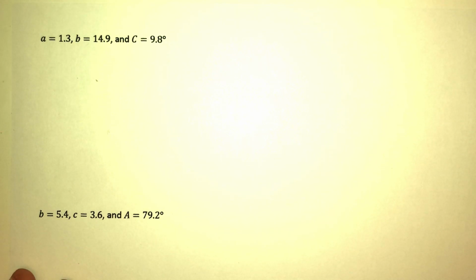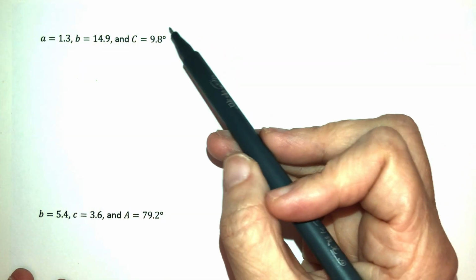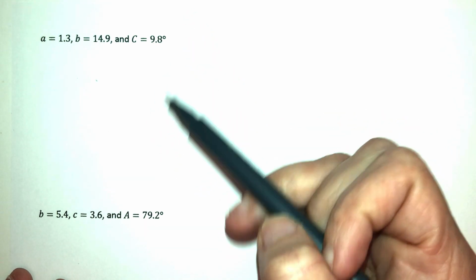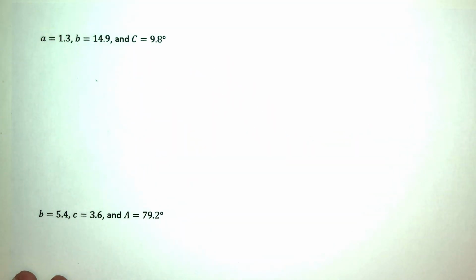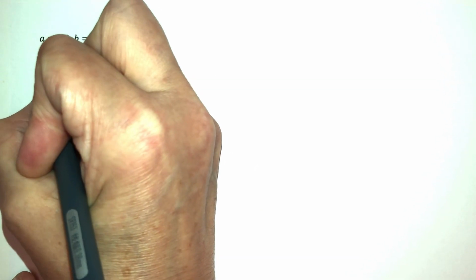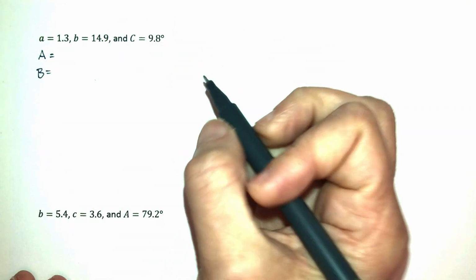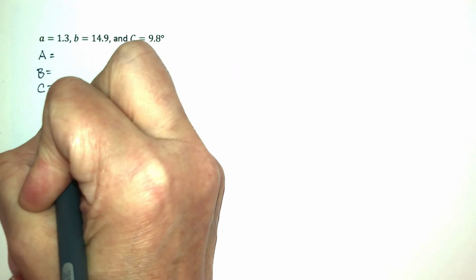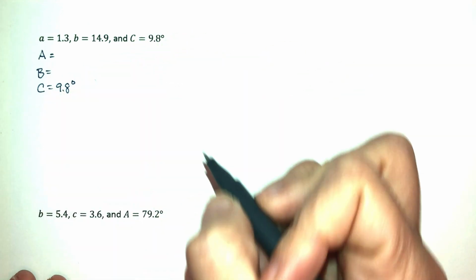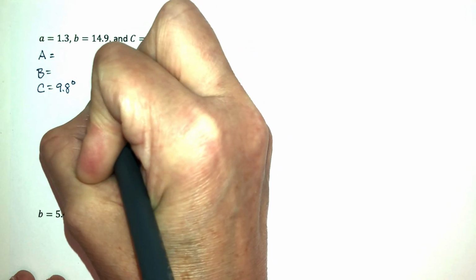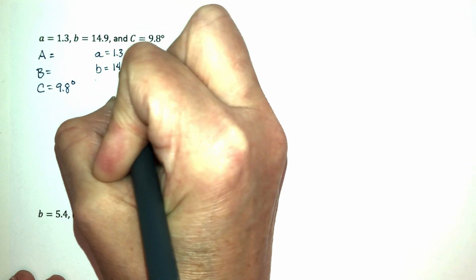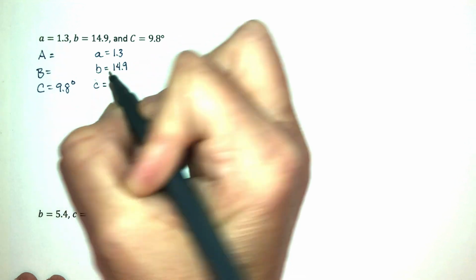This is part 2 of section 6.3. We want to solve this triangle using the law of cosines, and we're supposed to round our answers to the nearest tenth, but not use approximations in our calculations. So I'm looking for angle A, which I don't have. I do not have angle B. Angle C is 9.8 degrees. Side A is 1.3. Side B is 14.9, and we do not know side C yet.